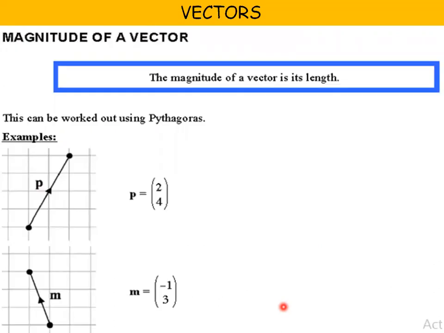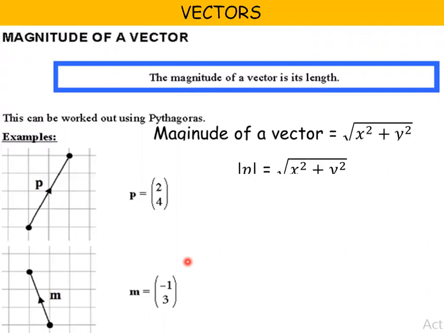Now, the magnitude of the vector can be found using the Pythagoras rule, but we will not bother ourselves with that. We will just go ahead and talk about the formula that can be used straight away to find the magnitude of a vector. Now consider the vector P, which is 2, 4, and the vector M, given here in the diagram, minus 1, 3. The magnitude of any vector of this kind can be calculated as the square root of x squared plus y squared, where x is the x component and y represents the y component.